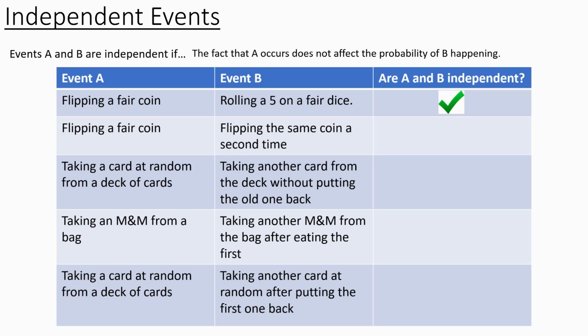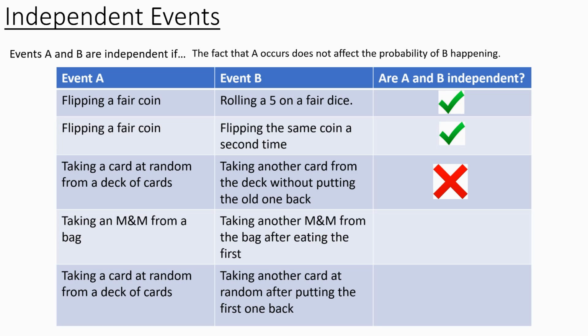Flipping a fair coin and flipping the same coin a second time, those are also independent events because the result of the first coin flip doesn't affect the result of the second. It doesn't suddenly make the coin biased. Taking a card at random from a deck of cards, then taking a card at random from the deck without putting the old one back. These are not independent events because when you take the next card, the card that you took before cannot be taken again. So it does affect the second event.